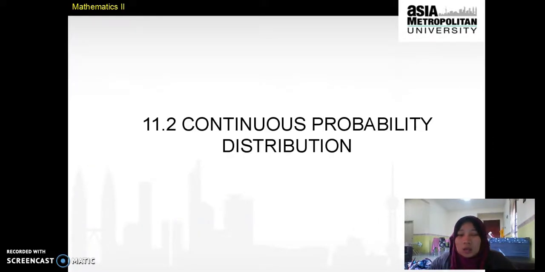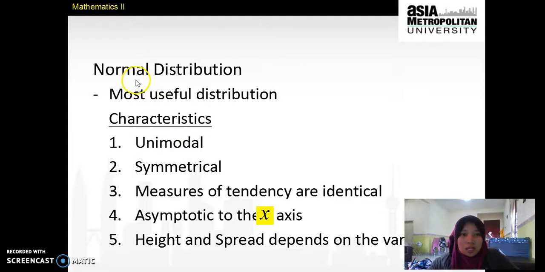Okay, normal distribution is one of the continuous probability distributions. If you can recall, continuous distribution is related to things or variables that can be measured. For example, height or weight. Things that can be measured with a ruler. It is the most useful distribution.